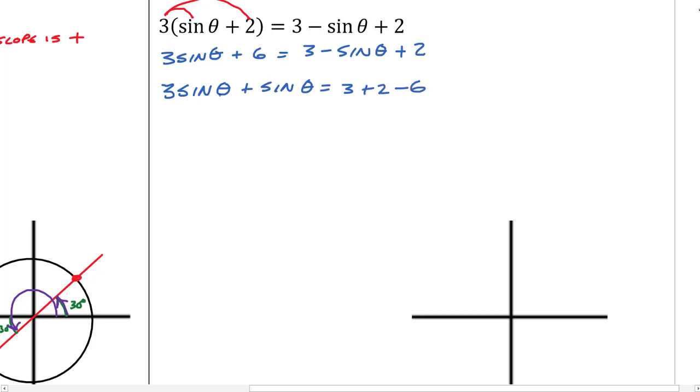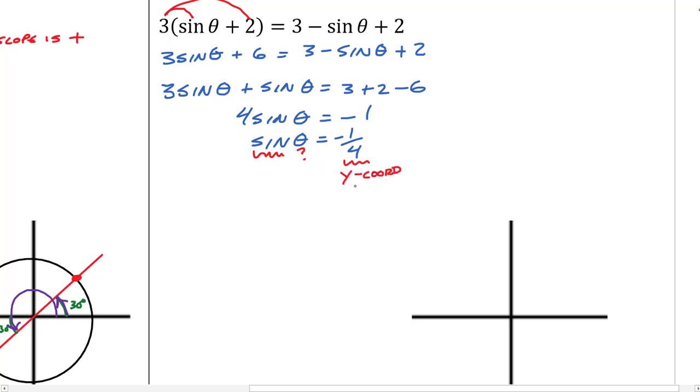All right, so 3 sine theta plus 1 sine theta is 4 sine theta. 3 plus 2 is 5, minus 6, we got negative 1. Divide both sides by 4, we got sine theta equals negative 1/4. So again, what does this mean? It means sine tells us the y-coordinate. Well, the y-coordinate is negative 1/4. So what's the angle when your y-coordinate is negative 1/4?